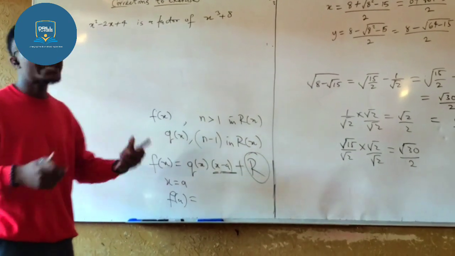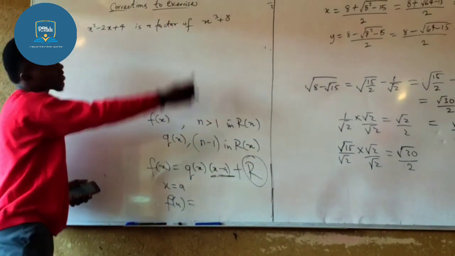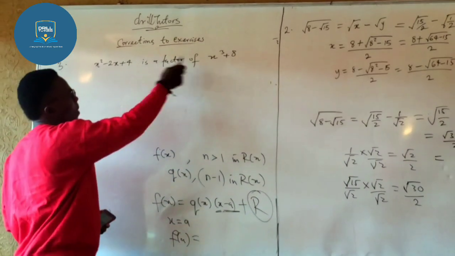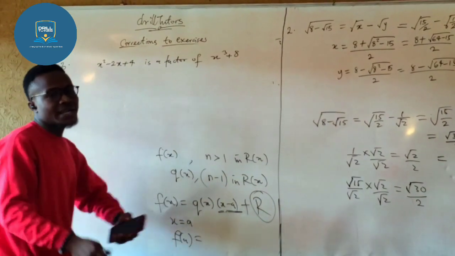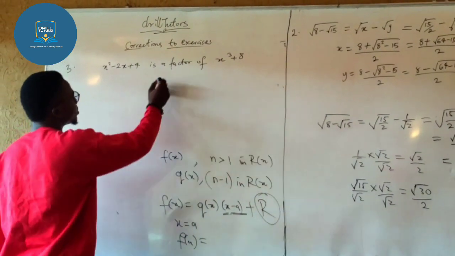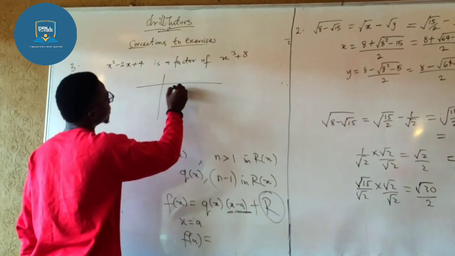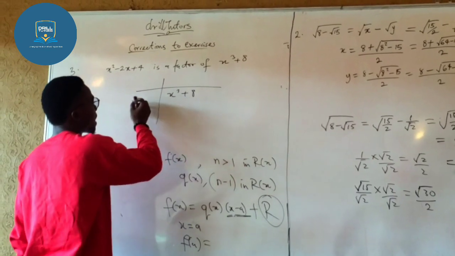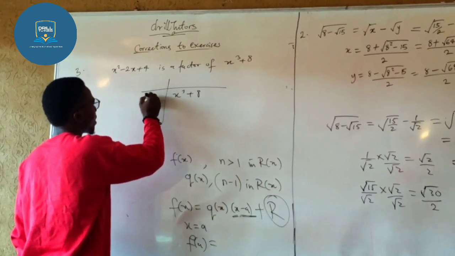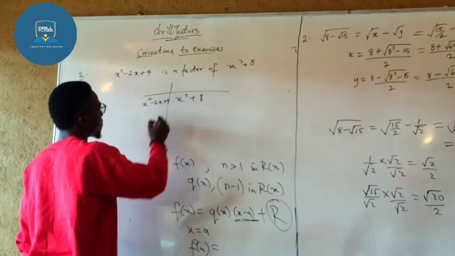But in this case, what we have is actually not linear. Still, we can check if it is a factor of the polynomial by simply showing that the numerator is 0. So how do we do that? This is a non-division. I have x cubed plus 8 as the polynomial, and the divisor is x squared minus 2x plus 4.